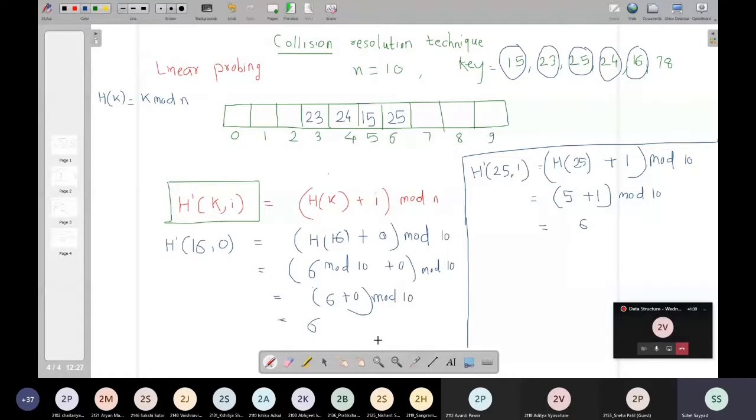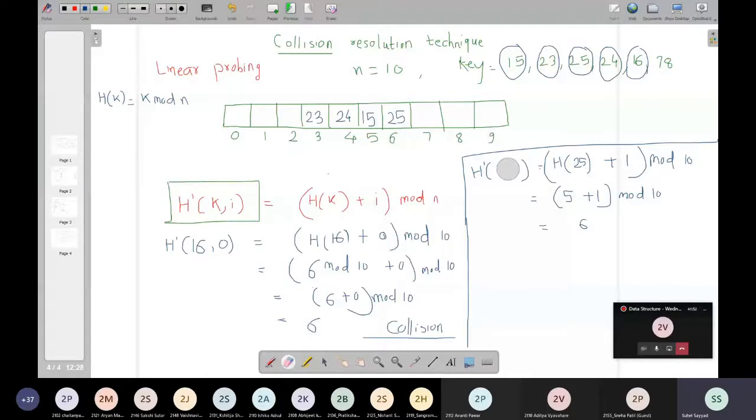Now, my dear students, on 6 you already have 25 stored. So this gives you a collision. Are you getting this? So if we get a collision, what is the technique? The technique is to increment the value of I by 1. So now I am interested in solving h dash of 16, 1.